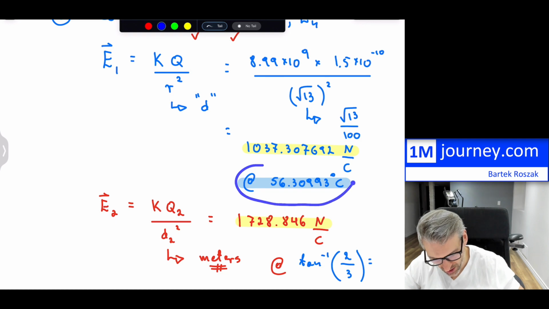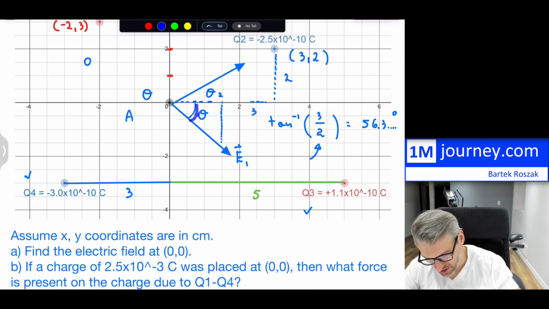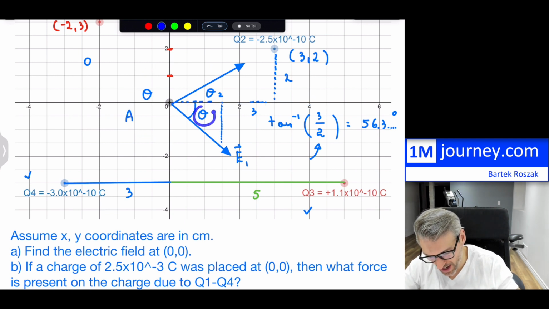Now I do want to go back to the first one in here. So now notice this angle of 56.3, that was this angle, right? So this is at this particular angle. If you wanted it with respect to this angle, as you're going all the way around, you can always take 360 degrees minus this one.